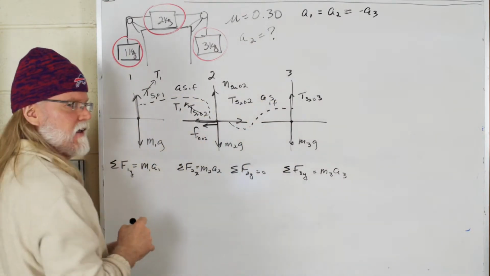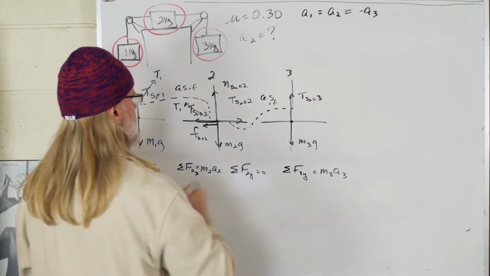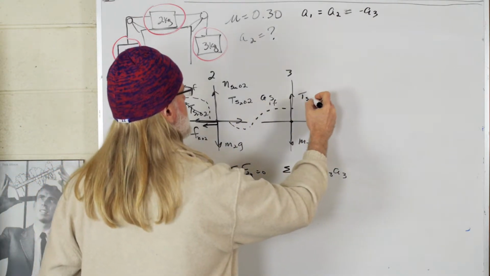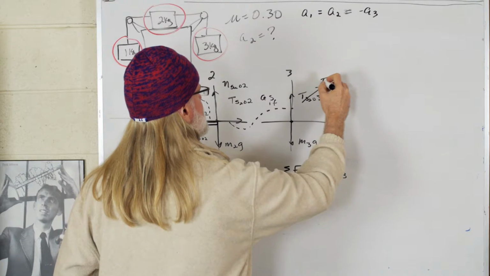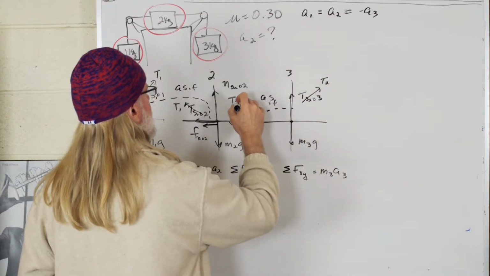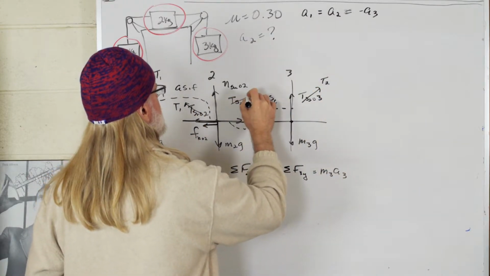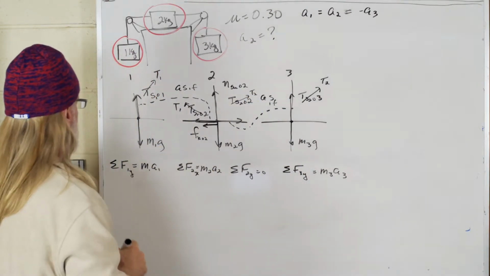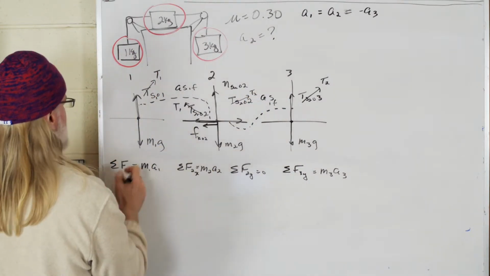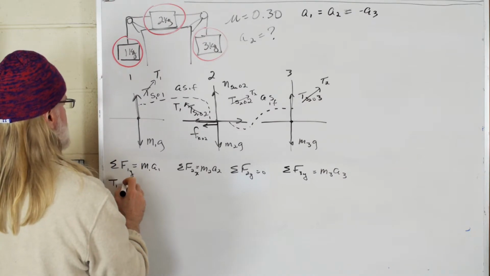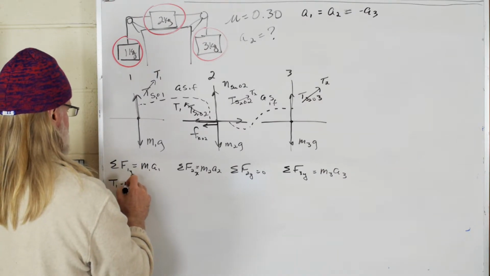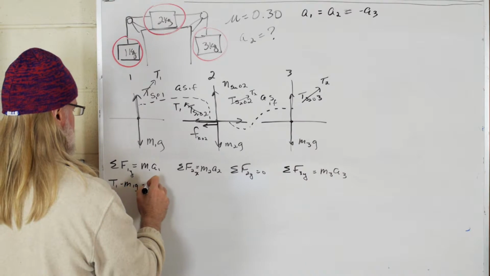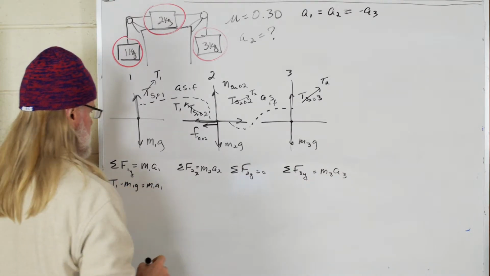Sorry, it's getting kind of tight for room, but anyway, got a small board. So here we have T2, and this will also be T2. All right, so what force do we have here? Upward, we have a positive T1 minus M1G equals M1A1.